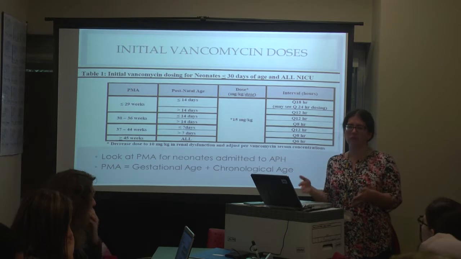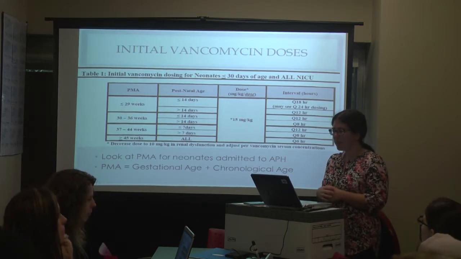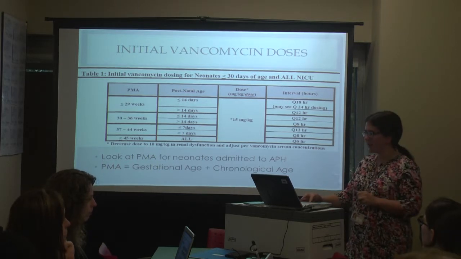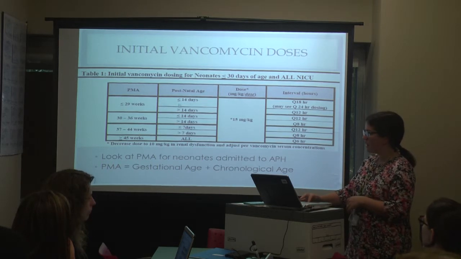So their postmenstrual age is 32 weeks. Does that make sense? And then you'd have to also look at their postnatal age. Yes, you also did account for that, their postmenstrual age, but you then look at this table here.